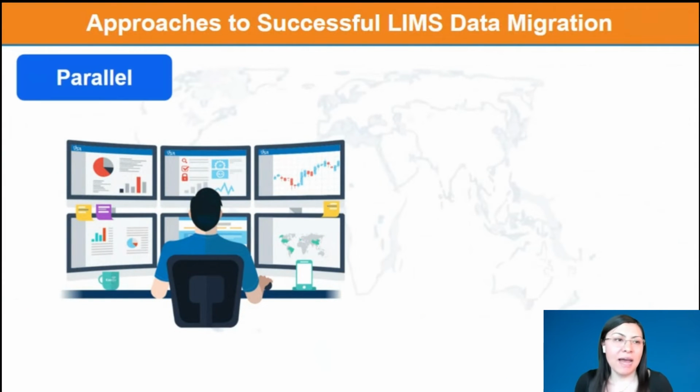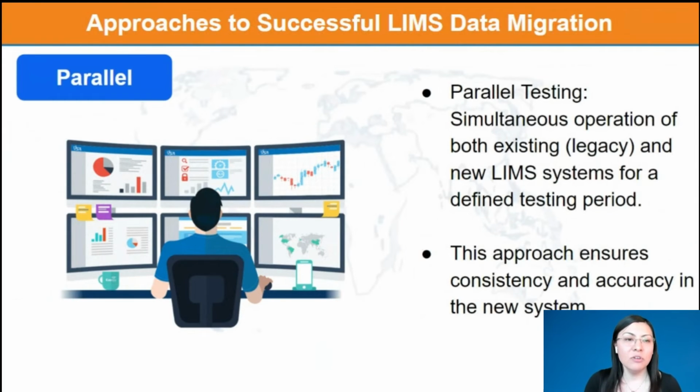So the first one is the parallel approach. In this, simultaneous operation of both existing and new LIMS systems happens for a period of time. This approach ensures consistency and accuracy in the new system. I had some experience while I was working in a lab where they used to have all the reporting happen in Excel. Then they started to migrate all this data to a LIMS. They had some clients that were not as strict, so they kept reporting everything on Excel, and the most regulated ones started to use the LIMS. This was very good in keeping consistency in the data and reporting.